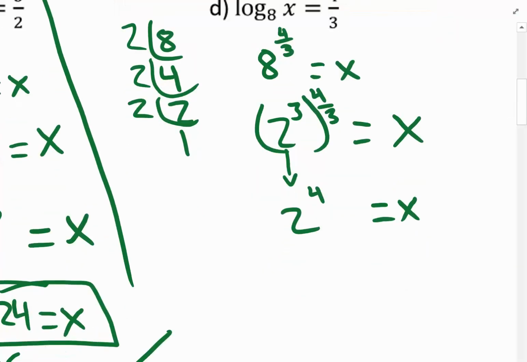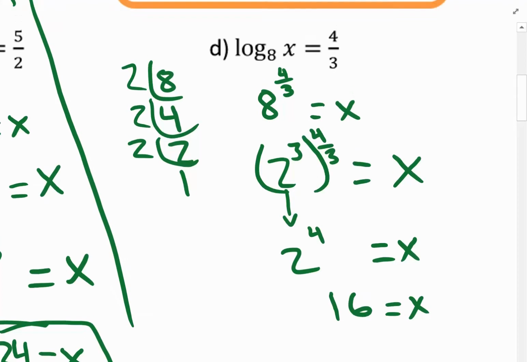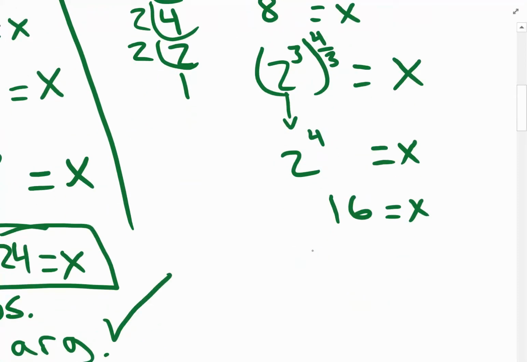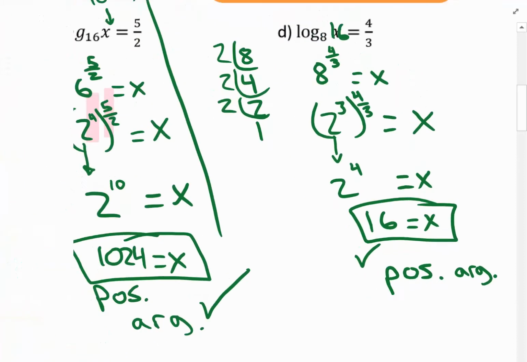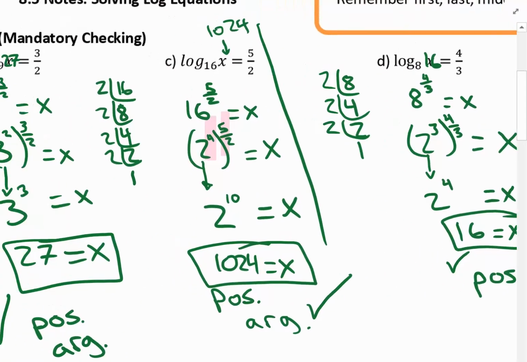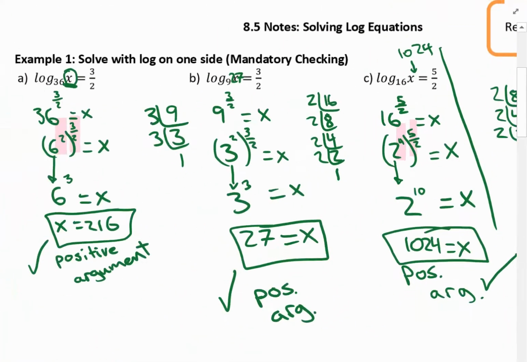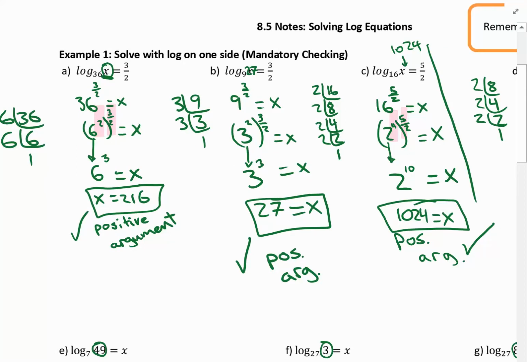Almost finished, but not quite. What's 2 to the 4th power? Not 8. It's 16. So just double check. Is our argument positive? 16 is a positive number, so yes. Check mark. It has a positive argument. Done. Okay, now we have a change of pace from this row of problems to the next row of problems. Look at it and see if you can tell the difference.